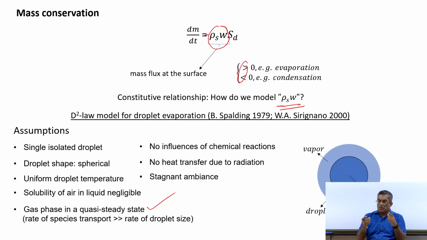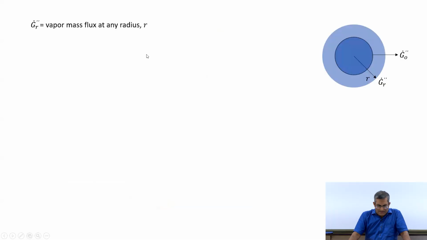So, the rate at which the vapor is mainly transported is much higher than the rate of change of droplet size. The droplet basically shrinks slowly compared to the rate at which vapor is transported, as simple as that. The consequence of this is that we need not consider any unsteady term in the equations. The next step: how do we develop this model?